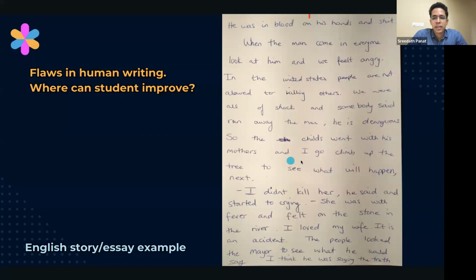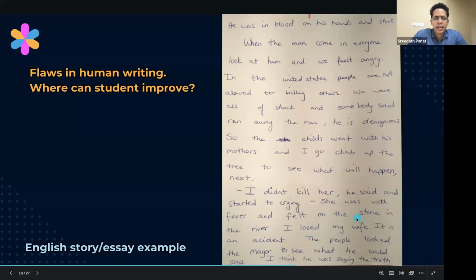Went with his mother's, and I go climb up the tree to see what will happen next. I didn't kill her, he said, and started to crying. She was with fever and felt on the stone in the river. So it's not felt on the stone. That is again a grammatical mistake. I loved my wife. So look at the way that this kid is jumping from one idea to the next, from falling into the river to loving my wife. It is an accident. Accident spelling is also wrong.